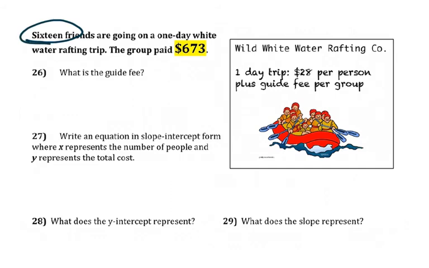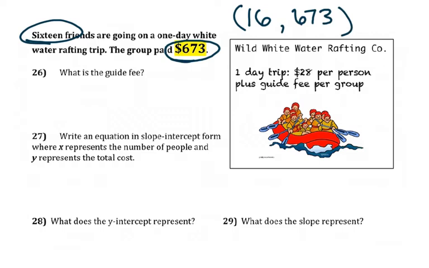16 friends are going on a one-day whitewater rafting trip. The group paid $673. So I had 16 people and it cost $673. That's an ordered pair. The input was 16 people. The result of 16 people going was $673. Now, if we look at the sign down here, whoever made this sign didn't do a very good job because it's not really that helpful.